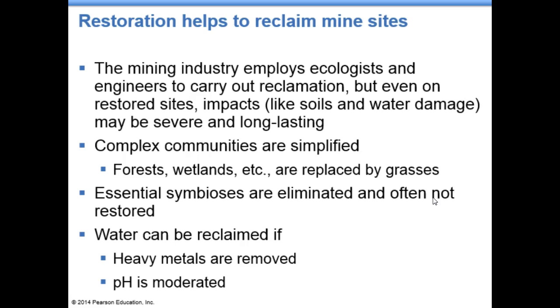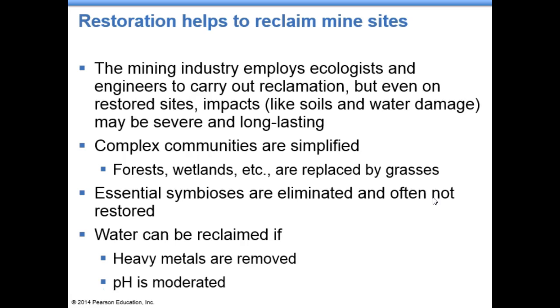A lot of times fast-growing grasses are used to initiate and anchor the restoration efforts. That does help to control some erosion, and it does allow for a quicker start for some plants, but it can also hinder the long-term establishment of forests and wetlands and other complex communities. Grasses may outcompete slower-growing native plants in the acidic, compact, nutrient-poor soils that have resulted because of the mining.